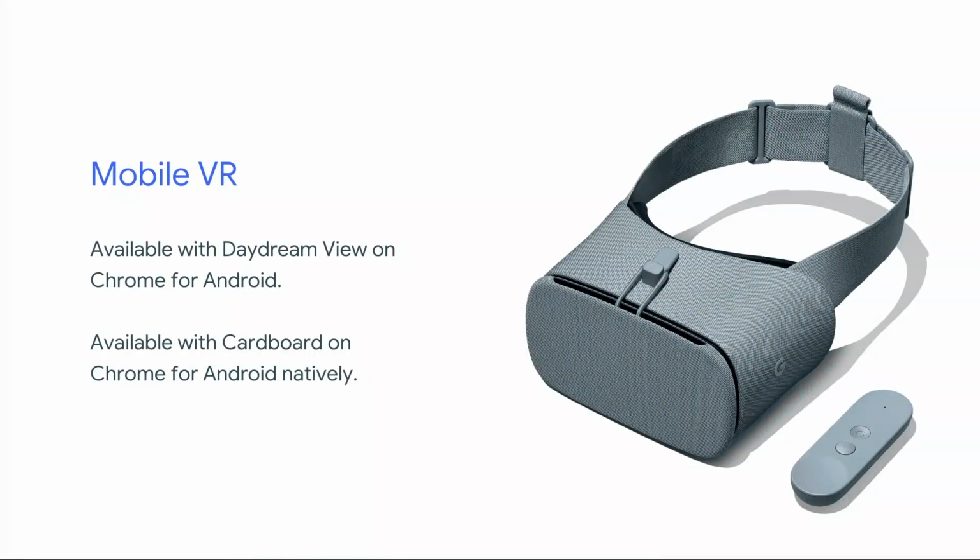First, WebXR in Chrome 67 gives you access to mobile VR devices on Android, which enables users to slide their phone into a headset like the Daydream View or Cardboard and instantly turn it into a virtual reality headset.